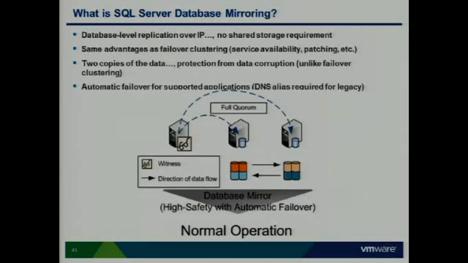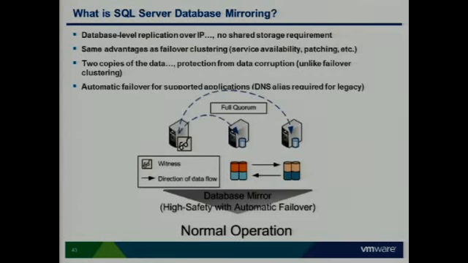Now, how many people have used SQL database mirroring? A couple of you, okay. We think database mirroring is a great alternative to failover clustering because it offers some of the same advantages. Database replication over IP, no shared storage requirement, which means no SCSI reservations. You can use it for patching, so fail over to the passive node, patch the primary, fail back. The downside, and upside, of this is that there are 2 copies of the data, so it's more expensive. But the good side of that is it protects you from data corruption, unlike failover clustering.